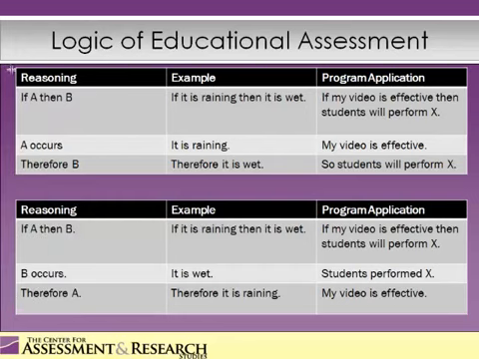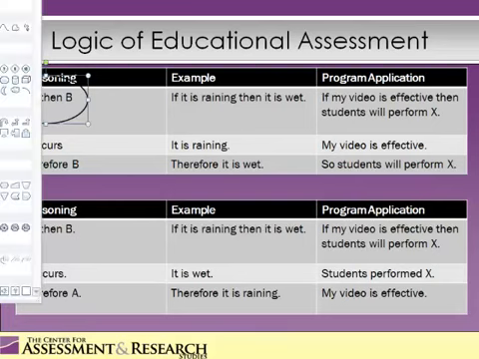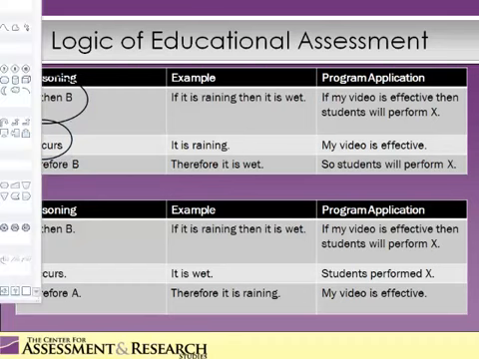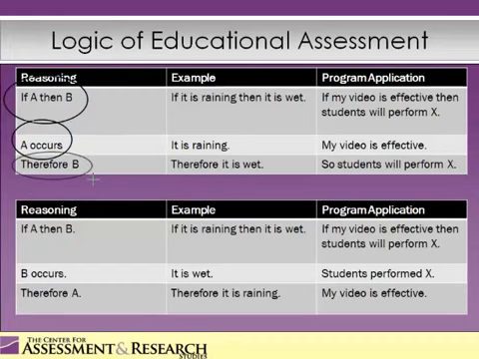We would say, well, if A, then B. A in fact occurs, and then we would conclude, therefore, B. So let us take a look at the example. I could say, if it is raining, A, then it is wet. B. A occurs, so we would say, well, it is raining, and so I could conclude that it is wet.